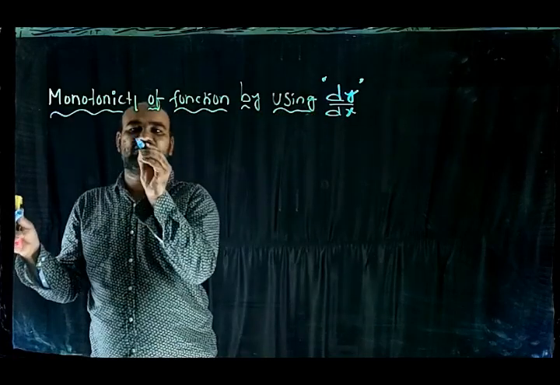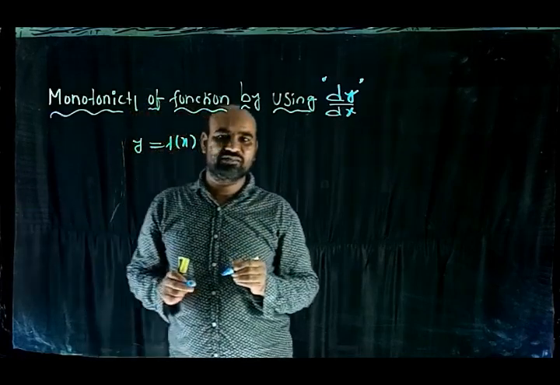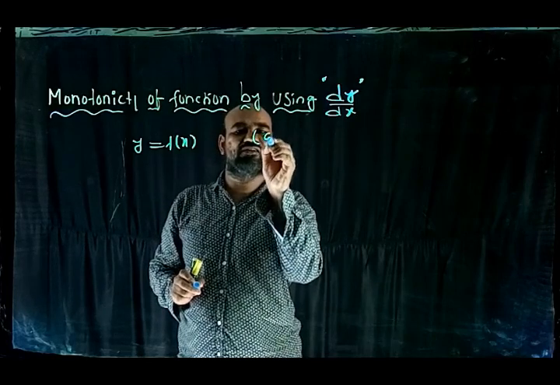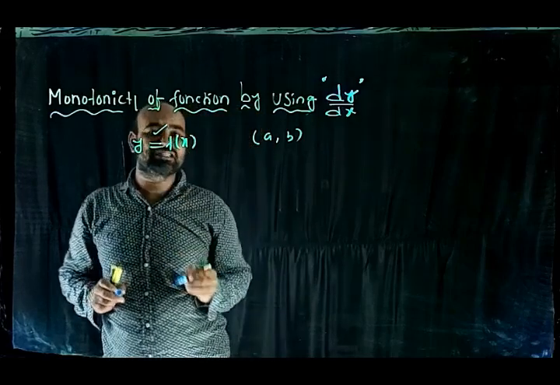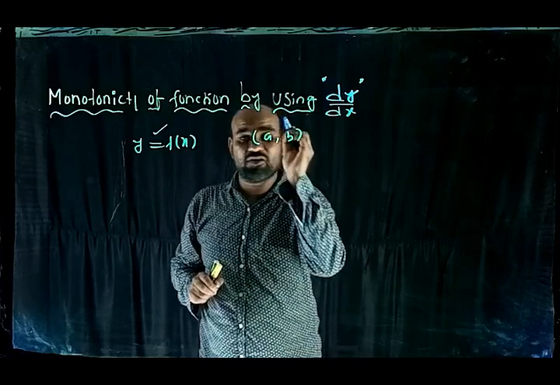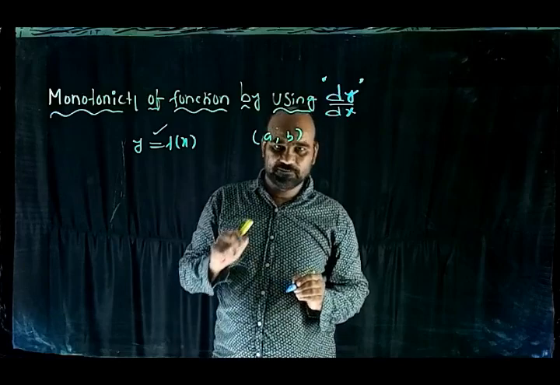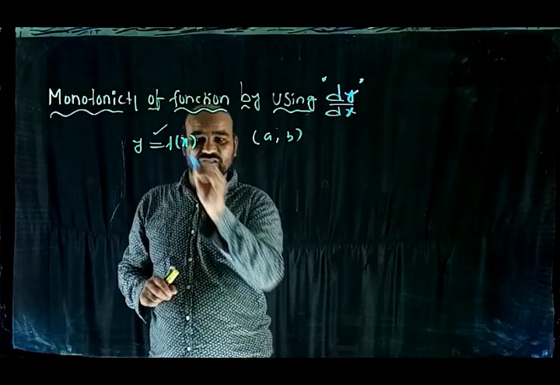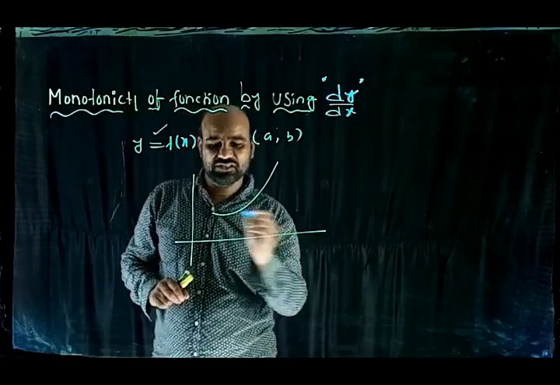See here, y = f(x) is a real valued function which is differentiable on the open interval (a, b). Assume that this function is differentiable on this interval. In this interval, I want to check the monotonicity of this function by using dy/dx. For example, the graph of this function is like this. Assume that this function is an increasing function actually.